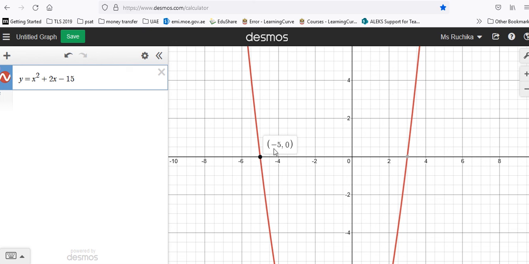So basically negative 5 comma 0 is the point where this parabola is touching from the negative side of the x-axis, and 3 comma 0 is the point where this parabola is touching. The graph of this polynomial function is touching the x-axis. So you have got 2 points, therefore 2 intercepts, therefore 2 roots, 2 zeros, or 2 factors.